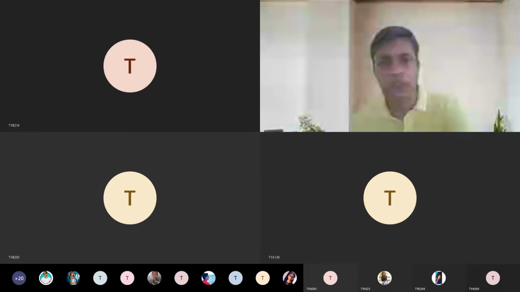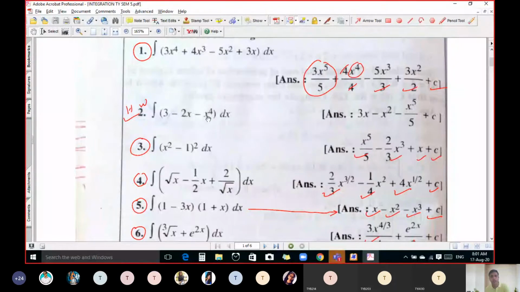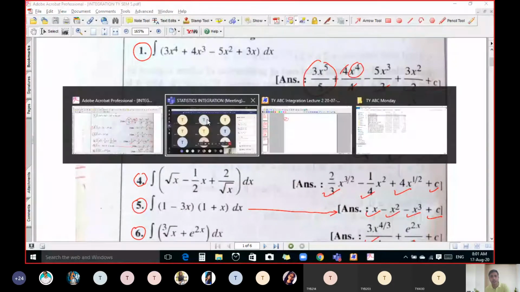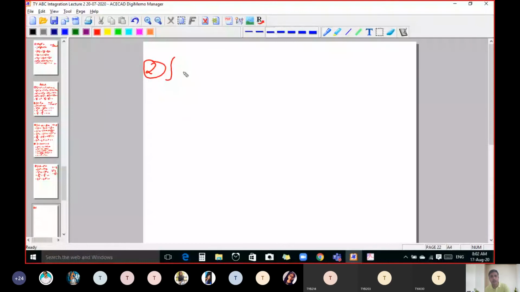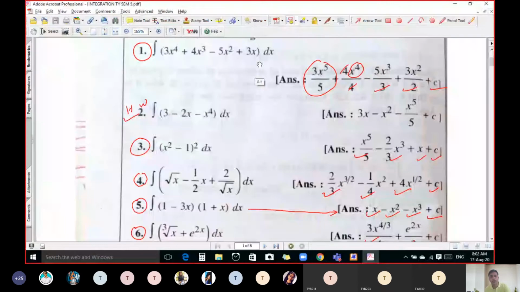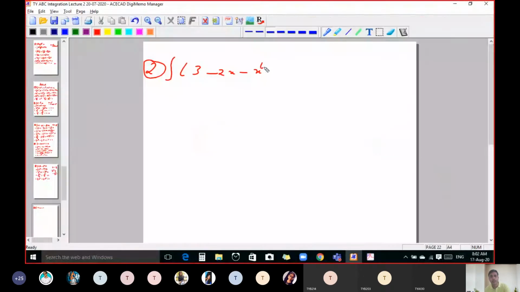The question is integration of 3 minus 2x minus x raised to 4 dx. So it's a simple question. First of all, we have to write separate integration of each term, taking the constant outside, and integration of a constant is that constant number into x.